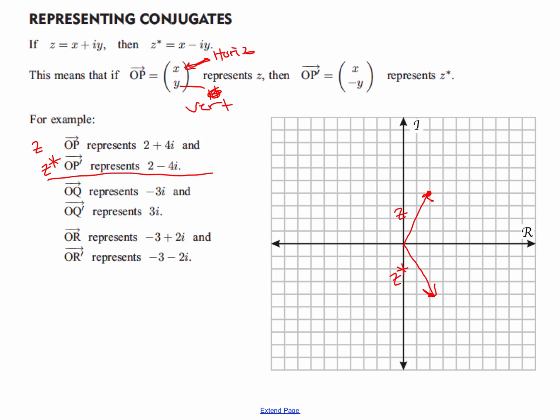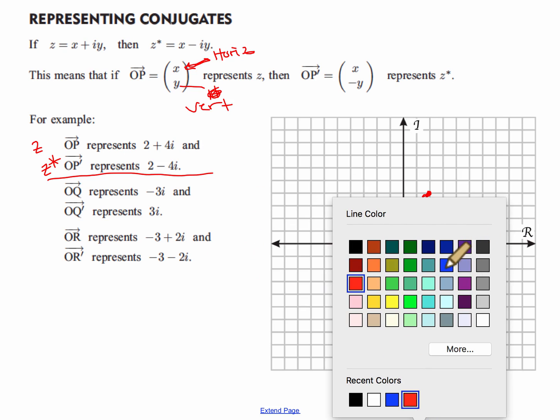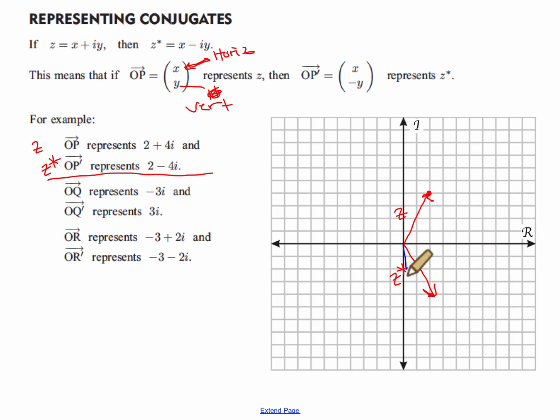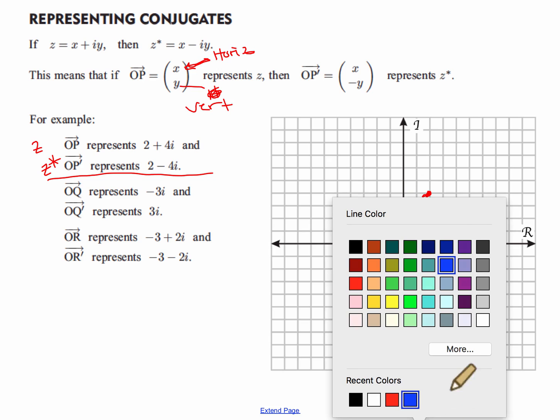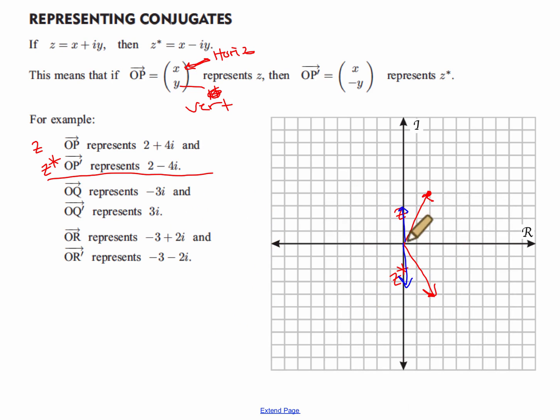Negative 3i, let me do a different color. Negative 3i, boom. Positive 3i, boom. A reflection in the real axis. And one final color, we'll go green. Negative 3 plus 2i, that's this guy. And negative 3 minus 2i is this guy. You can see how the real axis acts as a mirror if we represent conjugate vectors geometrically.